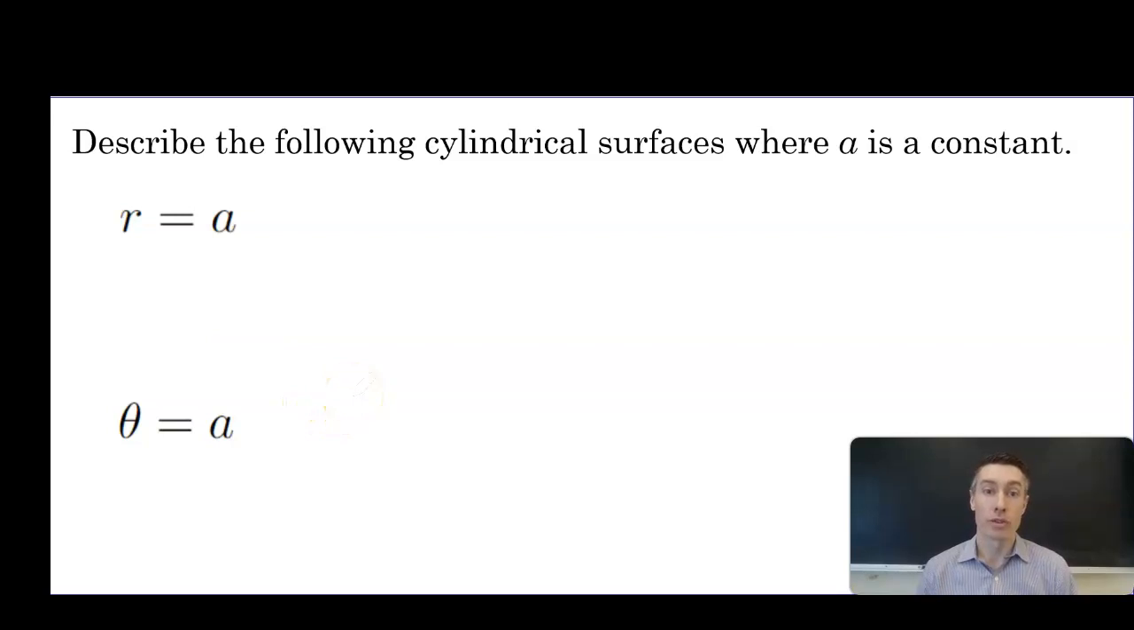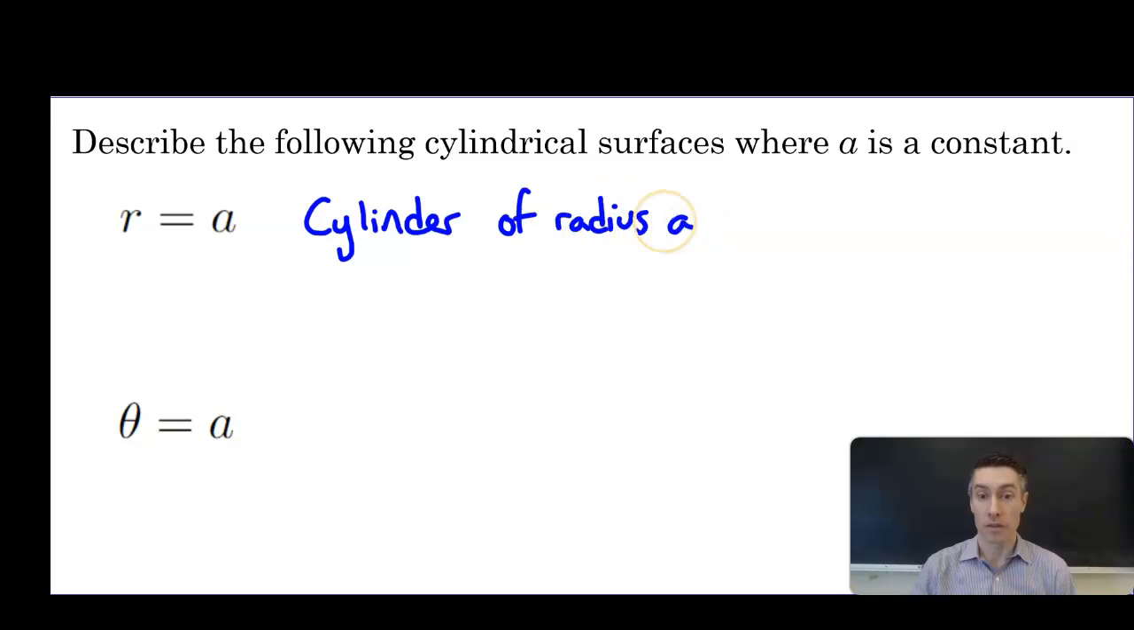Next, let's look at a few surfaces defined in cylindrical. And we're really going to highlight setting each variable equal to a constant. So r equals a, theta equals a, z equals a. And look at what those surfaces are defined as. So if we define r equals a, well, this is going to be a cylinder of radius a, centered around the z-axis.